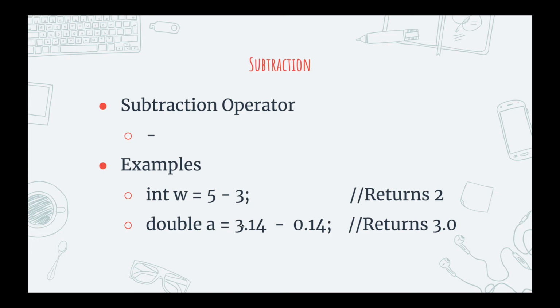Double a is equal to 3.14 subtract 0.14. That should return 3.0. Because you're subtracting 0.14 from 3.14, the 0.14 cancels out and you get a 3.0.